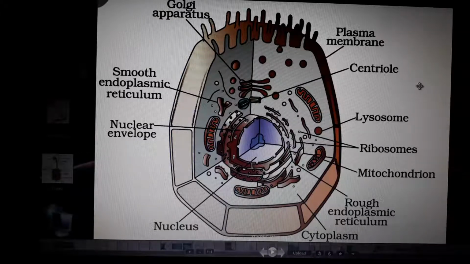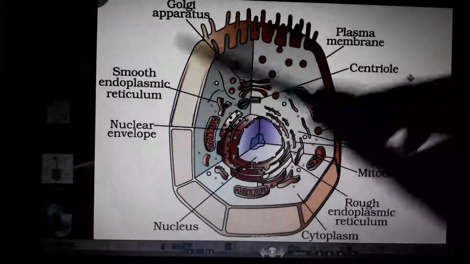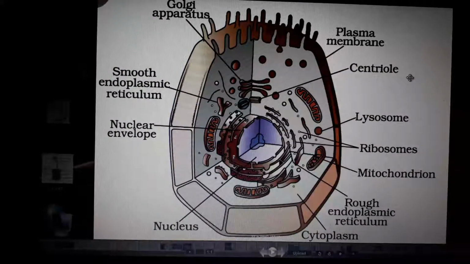So that's it. That's the cell. One more time, I will just name all those things. Plasma membrane, centriole, no need to study that. Lysosome, ribosomes, mitochondrion, rough endoplasmic reticulum, cytoplasm, nucleus, nuclear envelope, smooth endoplasmic reticulum, Golgi apparatus.